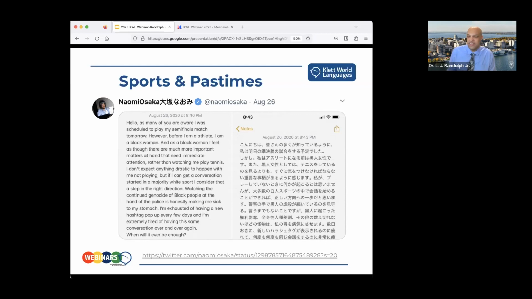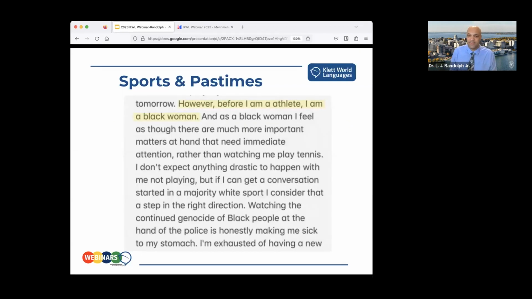If you're a Japanese professor or teacher, I might use this tweet from Naomi Osaka, who's a popular and talented Japanese American tennis star, who is also a Black woman. And here she talks about, before I am an athlete, I'm a Black woman. And she goes on to talk about how watching the continued genocide of Black people at the hand of police is honestly making me sick to my stomach. So she shares her views on police brutality.